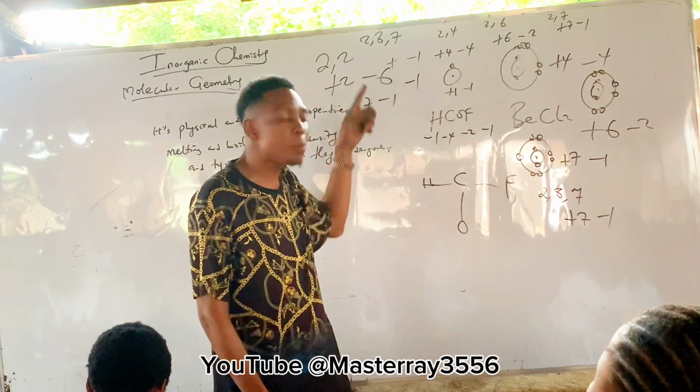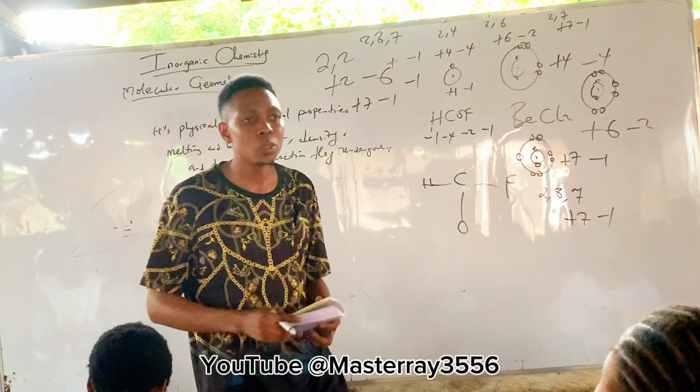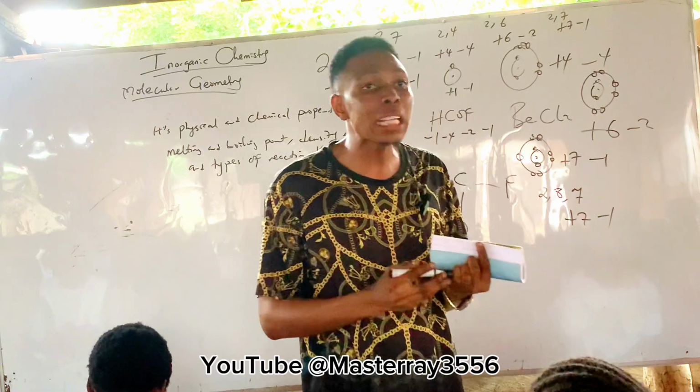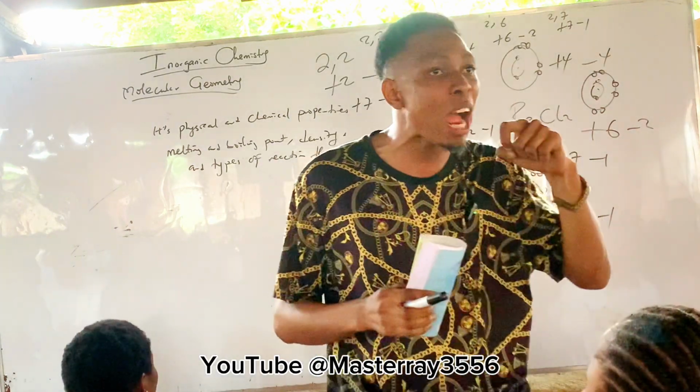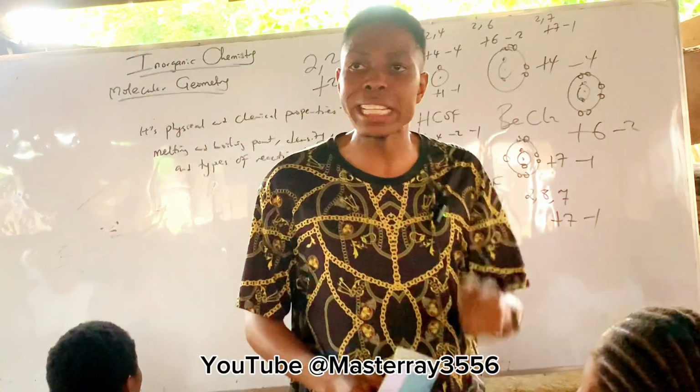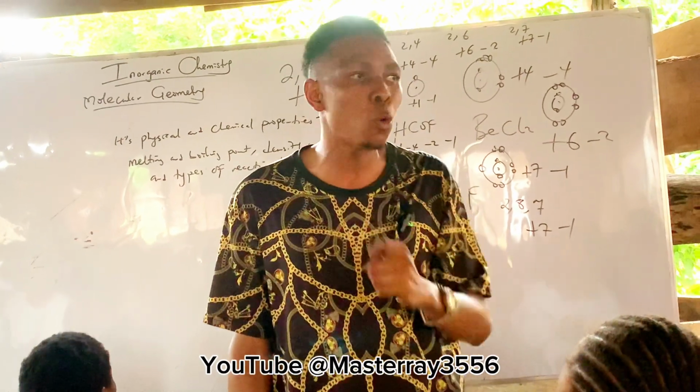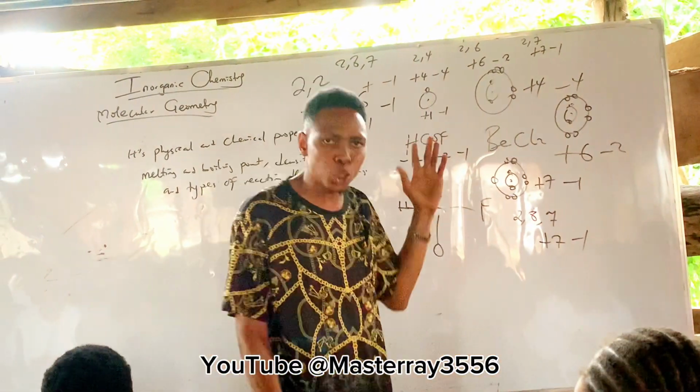That means my beryllium will be at the what? At the middle. Are you following? Yes. So that's how to determine your central atom. That is the element that will be at the middle in the drawing of the Lewis structure.